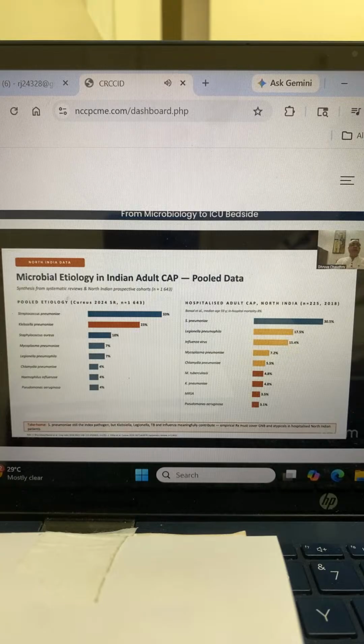When I look at the microbiology etiology in Indian CAP, pooled data over 16 studies with 43 cases, out of the bacteria, obviously Strep pneumoniae continues to be responsible as the major pathogen. Nearly 1 of every 3 bacterial pneumonias will be Strep pneumoniae. Klebsiella is also picked up and is nearly 1/4, followed by Staphylococcus, Mycoplasma pneumoniae, Legionella, and also Chlamydia, which are atypical organisms. You can see that they constitute nearly 18% if I combine them together.